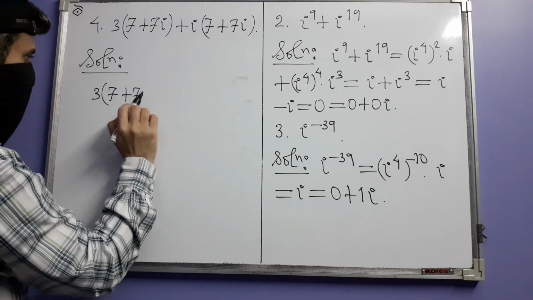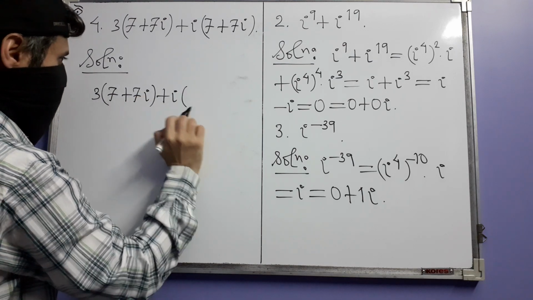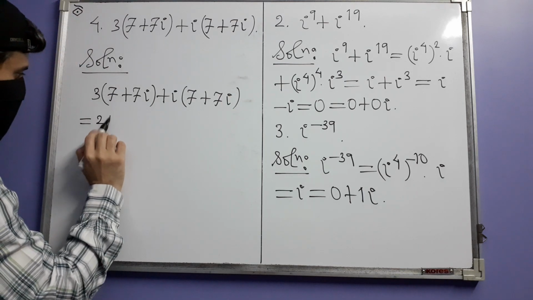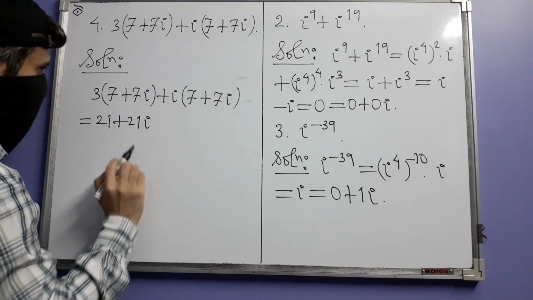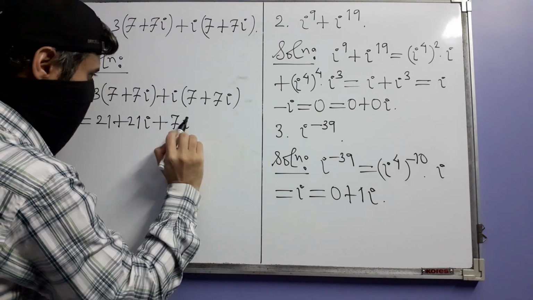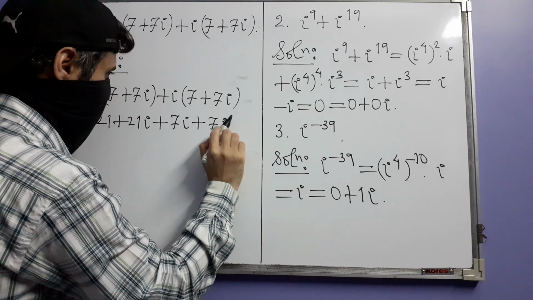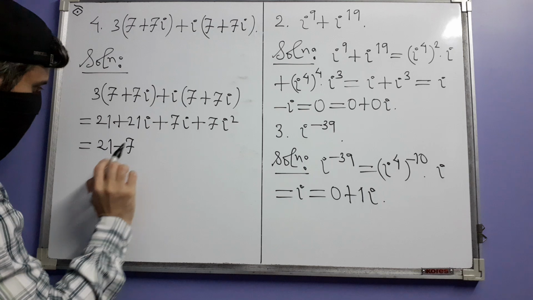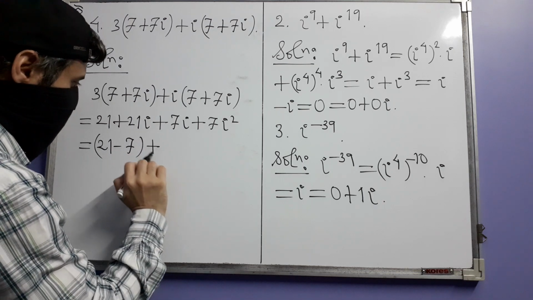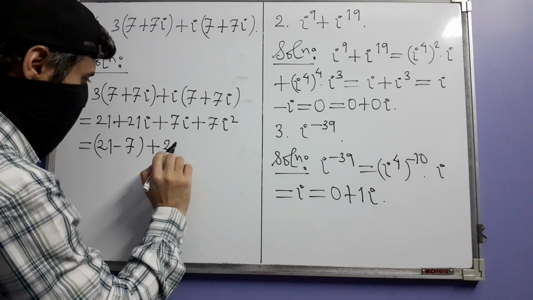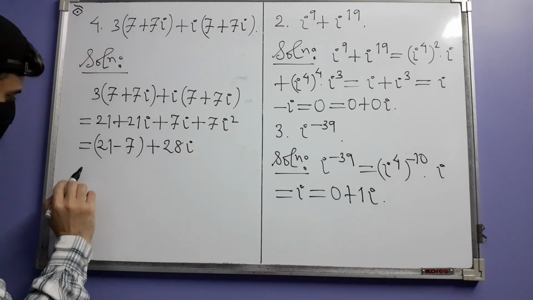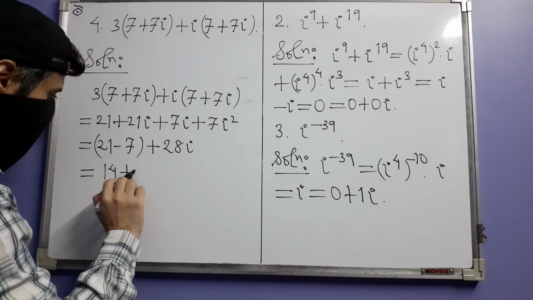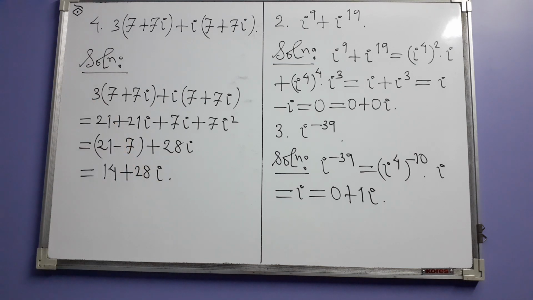Three times 7 plus 7i plus i times 7 plus 7i. So this is 21 plus 21i plus 7i plus 7i square. So i square is minus 1. So 21 minus 7 plus, what about this, 28i. That means this becomes 14 plus 28i. Okay, so that's the answer.